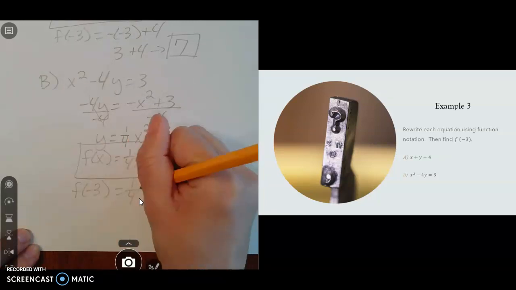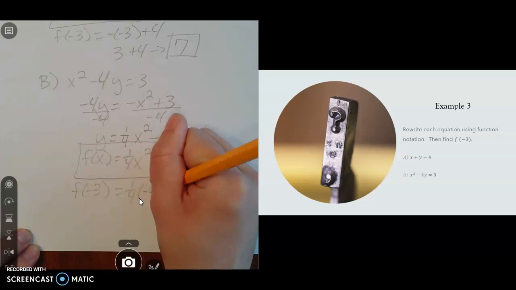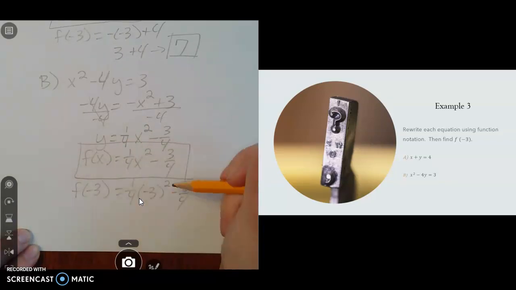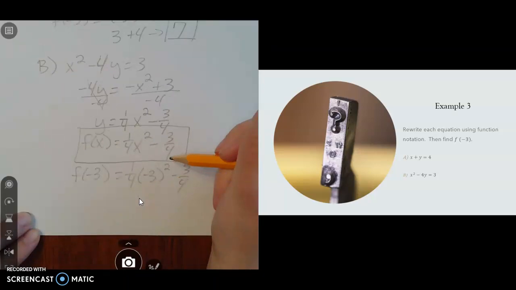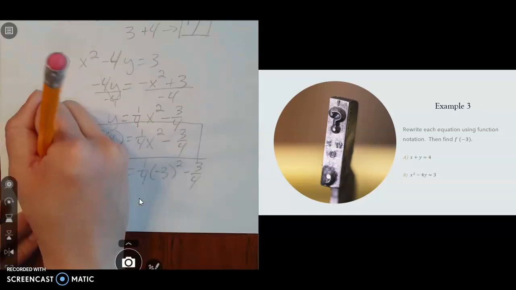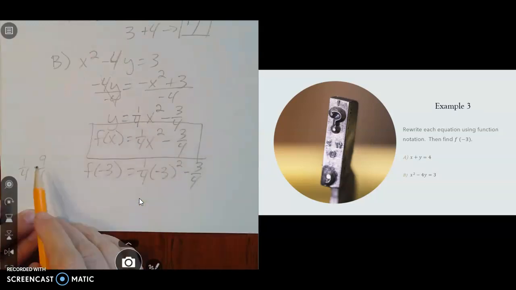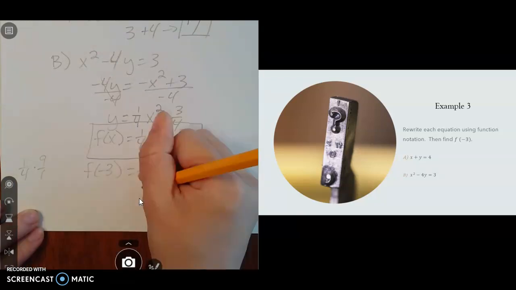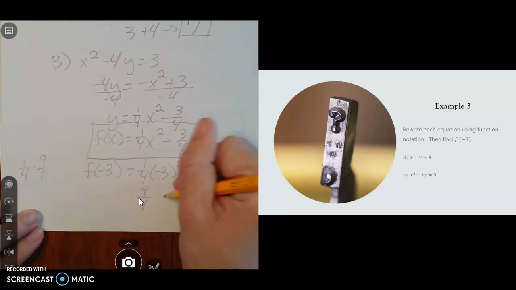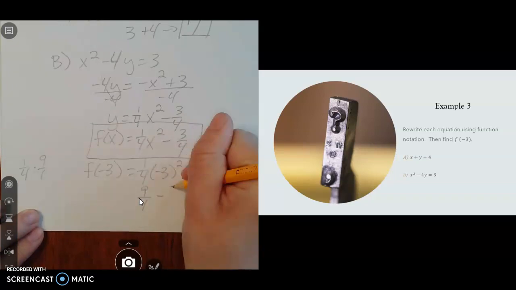So I'll have 1/4 times negative 3 squared minus 3/4. Well, negative 3 squared is positive 9. So really, I'm doing 1/4 times 9. I'm just going to do this to the side so you understand what I'm doing. 9 is 9/1, so 9 times 1 would be 9, and 4 times 1 would be 4. So that would be a positive 9/4 minus 3/4.